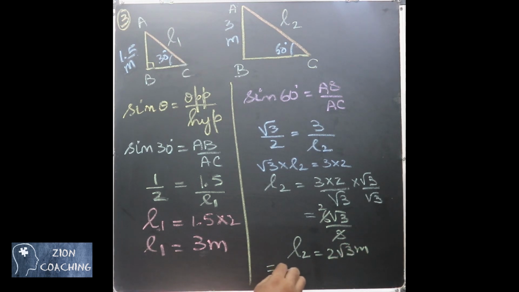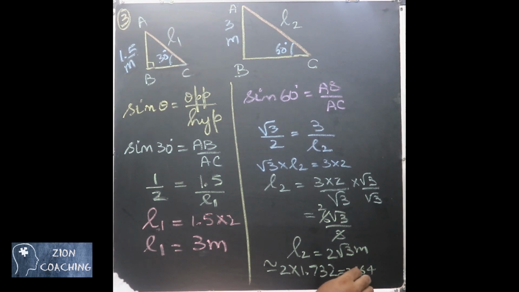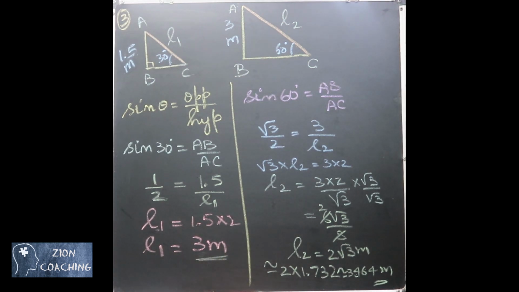That is nothing but 2 into 1.732 approximately, because root 3 is approximately equal to 1.732. Then the answer will be 3.464 meter. You have to put approximately, it is not exact. It is approximately equal to 3.464 meter. So the length of the first slide is 3 meter and the length of the second slide is approximately 3.464 meter.